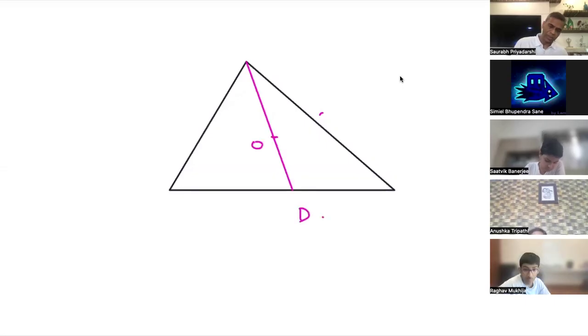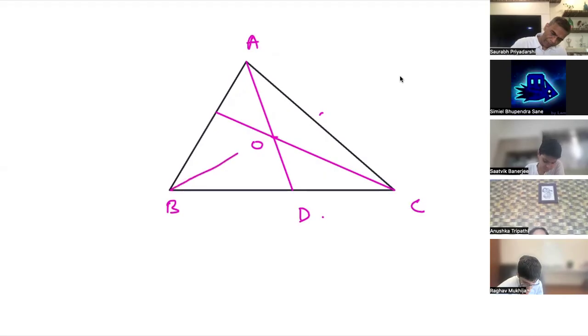O is a point here, it is given. A, B, C, E and F. Okay. These two lengths are equal. Right? What I have to prove? We have to prove EF is parallel to BC.